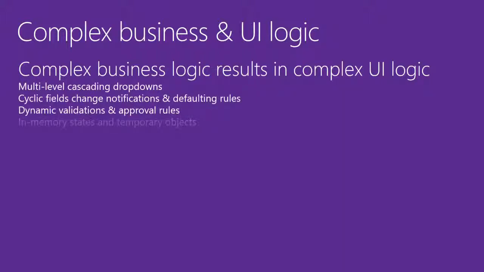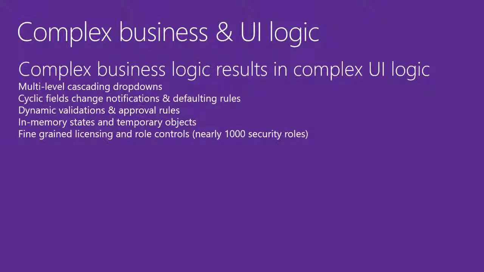Just a few examples of why the UI is so complicated: cyclic dependencies and defaulting rules. And we have more than 1,000, or almost 1,000, security roles. We have quite a few people who have worked with the product since day one and developed the product from scratch. And there is not a single person in the company who can say that they know everything about this product.